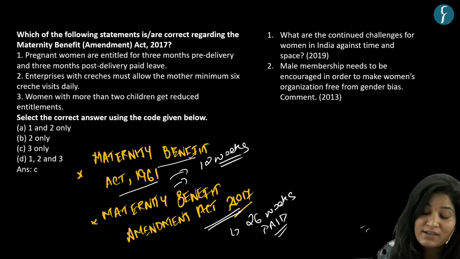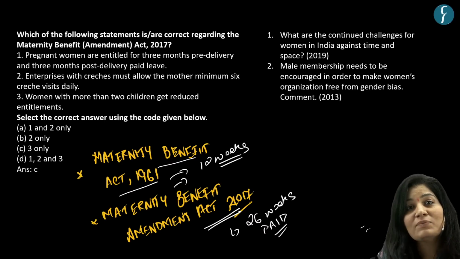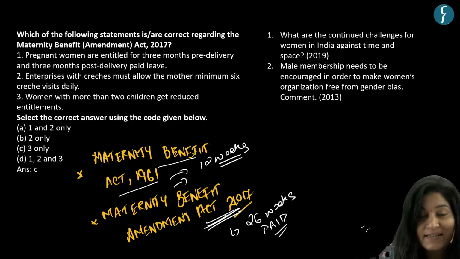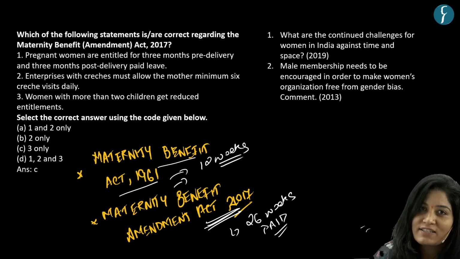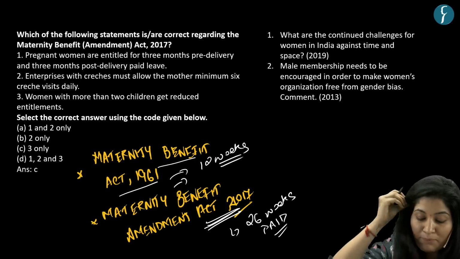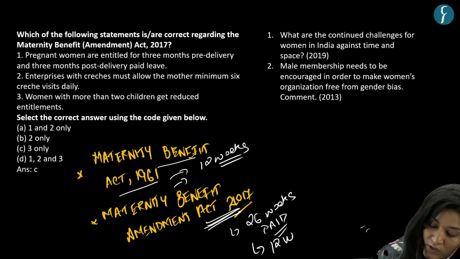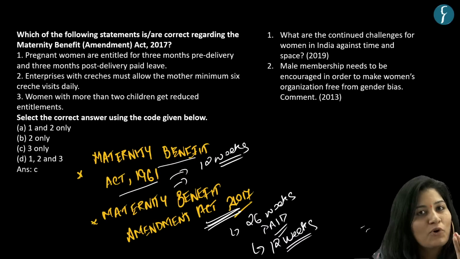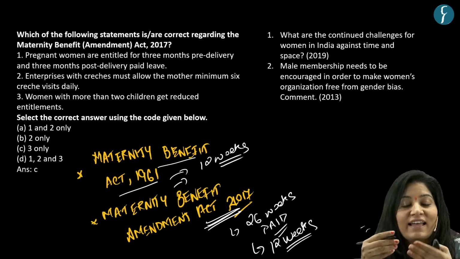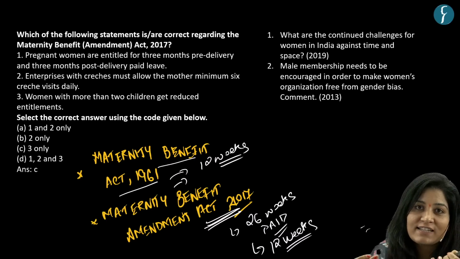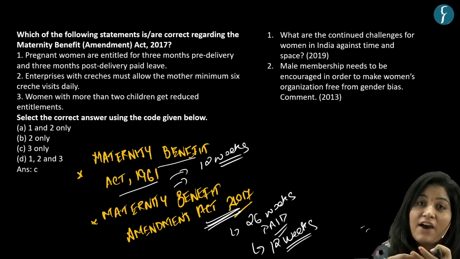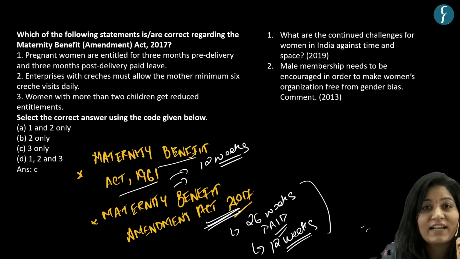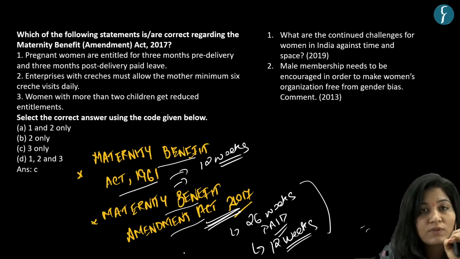Now, in the 1961 Act, they haven't mentioned surrogate mothers and adoptive mothers, but in the 2017 Act, they mentioned surrogate mothers and adoptive mothers. They provided 12 weeks paid leave to them. Also, they added a provision of work from home for women. Also, they added a provision of establishment of crèche facilities in an organization having 50 or more members. Okay, so these all provisions are related to the Maternity Amendment Act 2017.